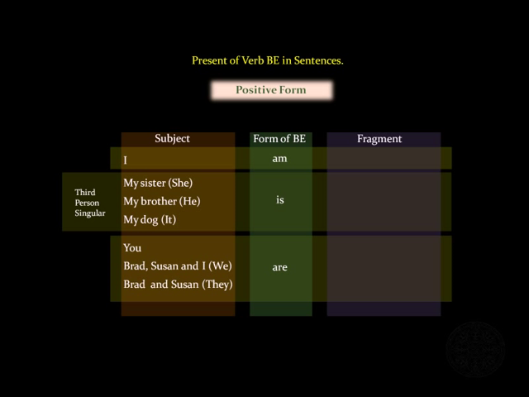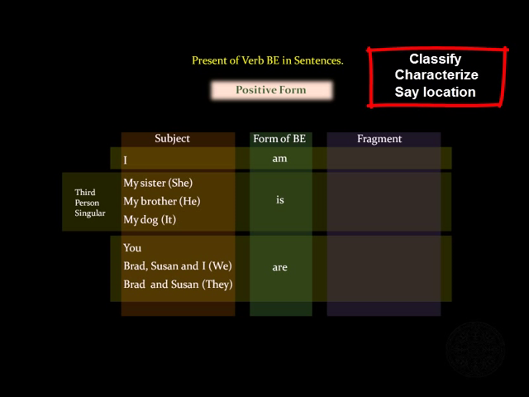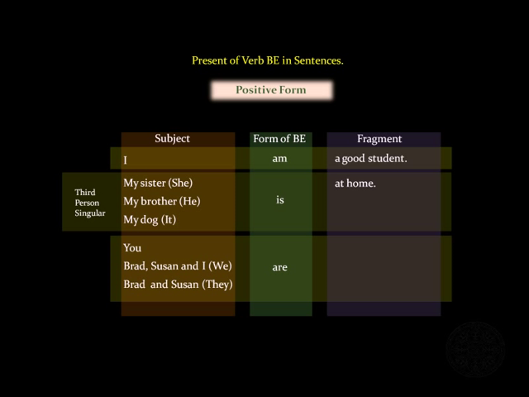After the verb be, what you need is a complement to finish your sentence. Try to use a fragment that helps you classify, characterize, or say the location of your subject. Something like a good student, or at home, or very polite, or a German shepherd. Something like a good friend, in the same school, or married. Well, this is what happens for the positive form.